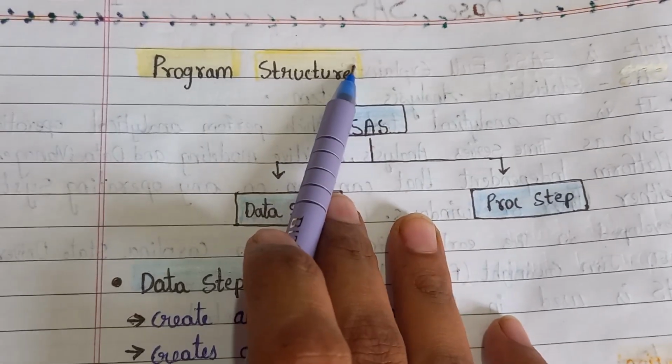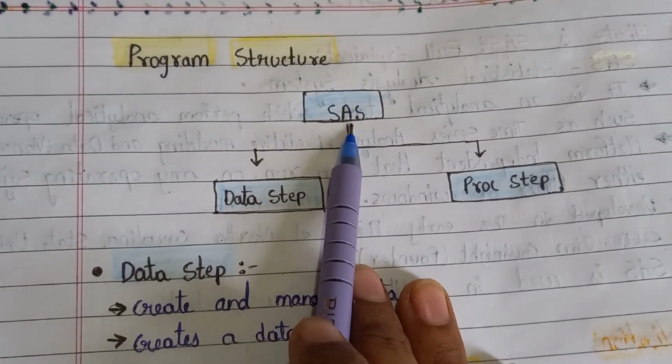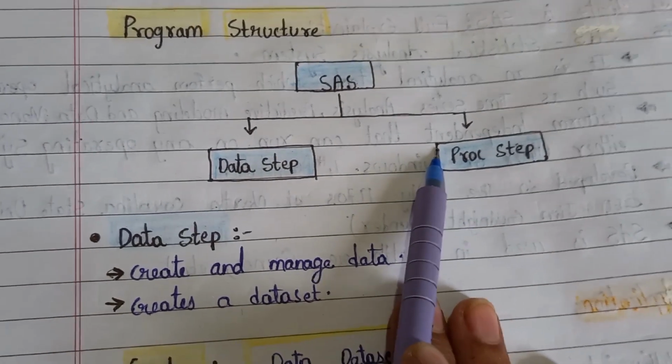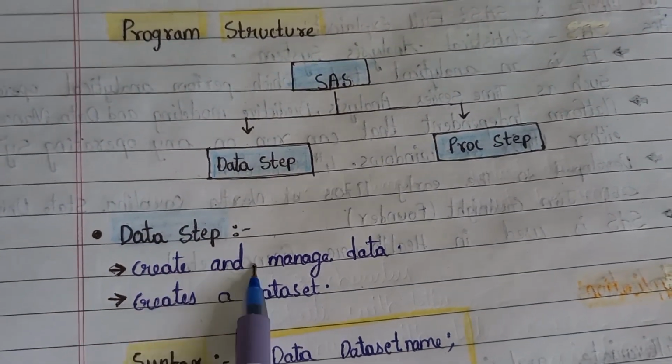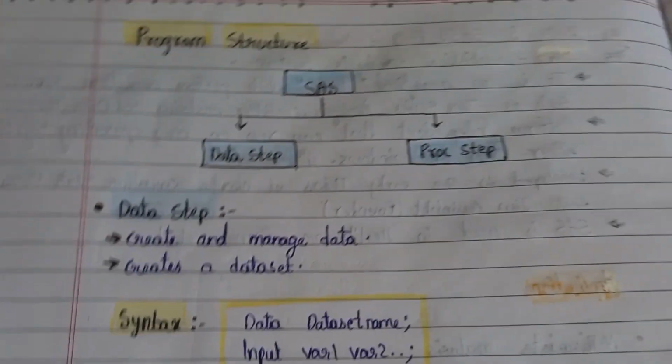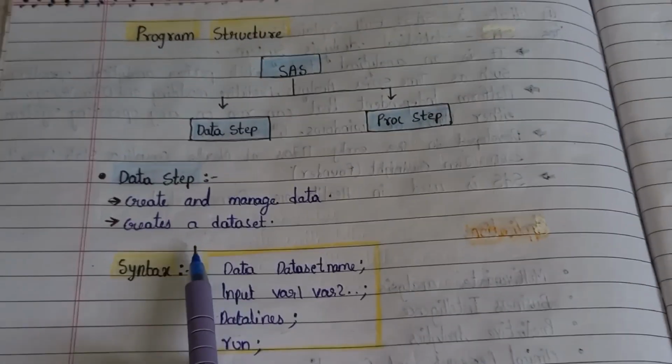Program structure. SAS contains two steps, the data step and the proc step. The data step will create and manage the data, and it creates a data set. Okay, so syntax.